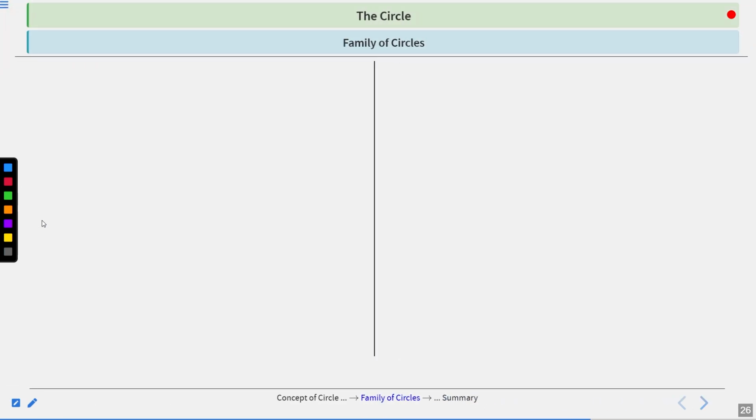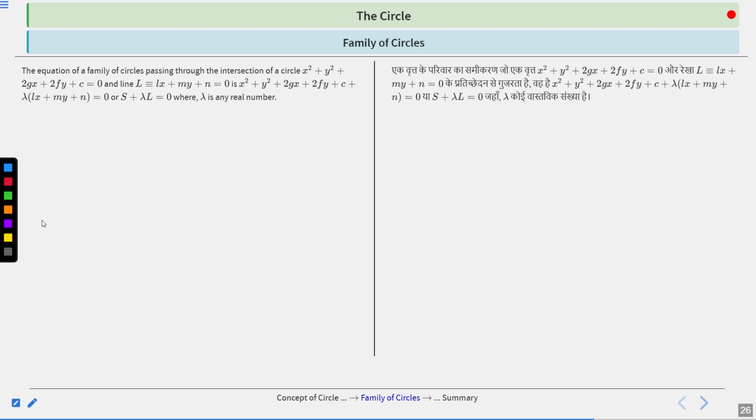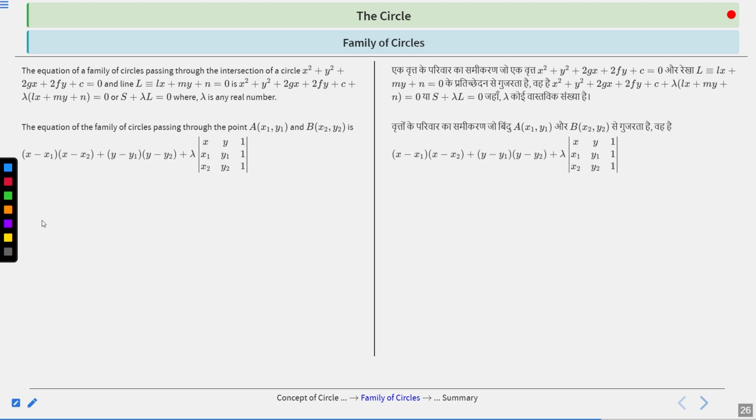Now let us see the family of circles. The equation of a family of circles passing through the intersection of a circle x square plus y square plus 2gx plus 2fy plus c equal to 0 and line L equal to lx plus my plus n equal to 0 is x square plus y square plus 2gx plus 2fy plus c plus lambda times (lx plus my plus n) equal to 0, or S plus lambda L is equal to 0, where lambda is any real number. The equation of the family of circles passing through the points A(x1, y1) and B(x2, y2) is (x minus x1)(x minus x2) plus (y minus y1)(y minus y2) plus lambda times the determinant with rows x y 1, x1 y1 1, x2 y2 1.